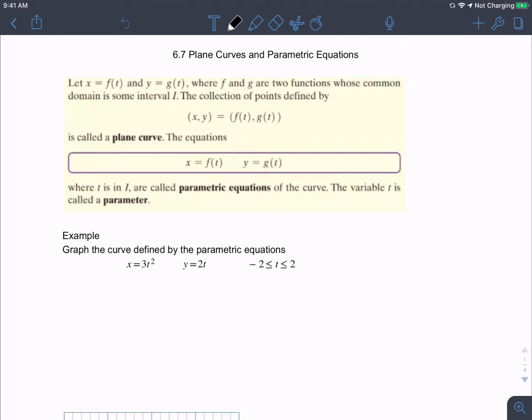Hello class. Today we're going to cover section 6.7, plane curves and parametric equations. This is the last section that we'll be covering for the semester, so congratulations.